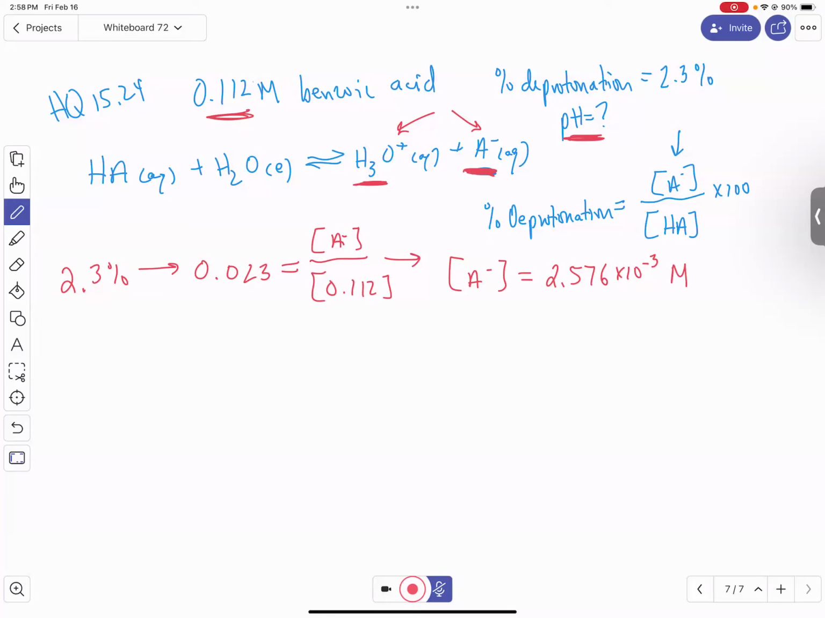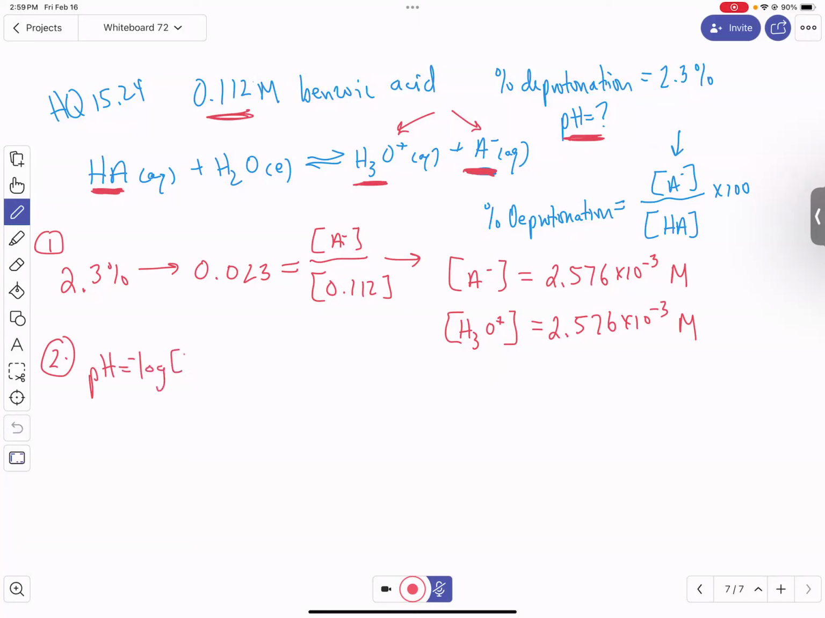Now we can find the pH of our solution. We don't even need the Ka, because the concentration of the conjugate base is 2.576 times 10 to the minus 3, and it only came from one place, right? It all came from the benzoic acid. That would be the same concentration as hydronium. So our hydronium concentration would also be 2.576 times 10 to the minus 3 molar. So now we can directly find pH.